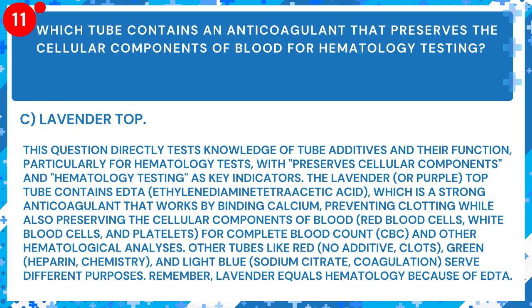Answer: C. Lavender top. Explanation: this question directly tests knowledge of tube additives and their function, particularly for hematology tests, with preserved cellular components and hematology testing as key indicators. The lavender, or purple, top tube contains EDTA, ethylenediaminetetraacetic acid, which is a strong anticoagulant that works by binding calcium, preventing clotting while also preserving the cellular components of blood, red blood cells, white blood cells, and platelets, for complete blood count, CBC, and other hematological analyses.